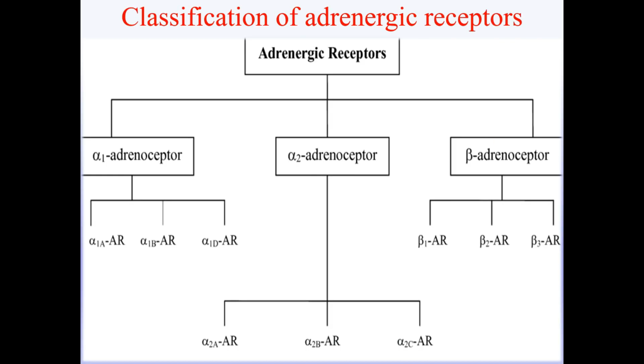Classification of adrenergic receptors. Adrenergic receptors are divided into alpha and beta receptors. Alpha receptors are subdivided into alpha 1 and alpha 2. Alpha 1 are subdivided into alpha 1A, alpha 1B, and alpha 1D. Alpha 2 adrenoreceptors are subdivided into alpha 2A, alpha 2B, and alpha 2C. Beta receptors are subdivided into beta 1, beta 2, and beta 3.